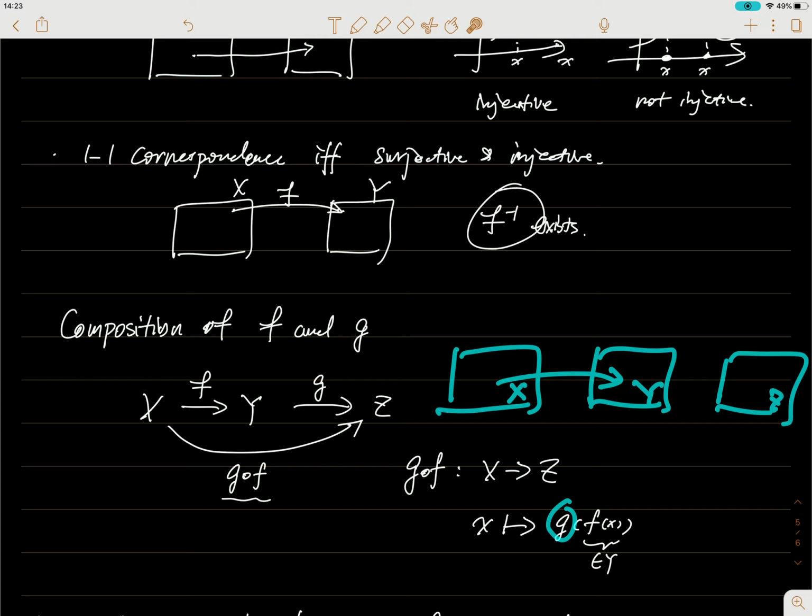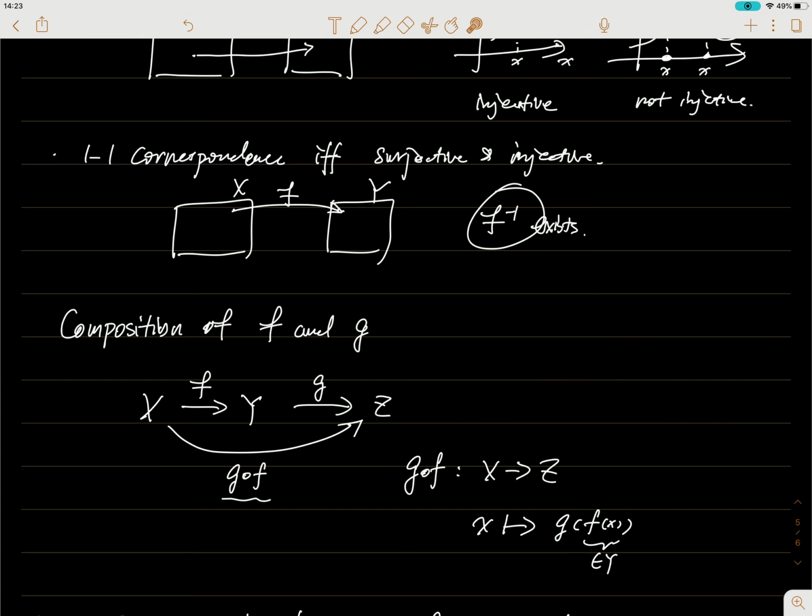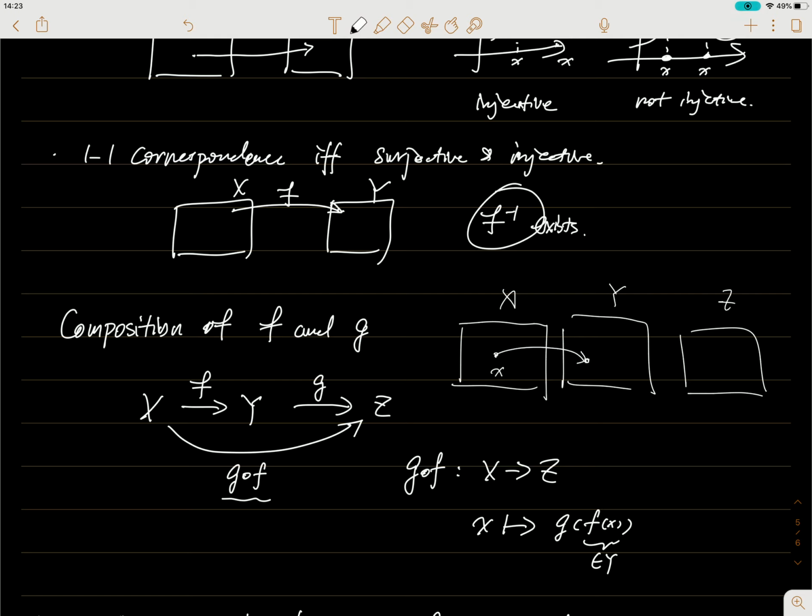So this is the x, this is the y, and this is z. You have x, y, z. So you have x, and that will be mapped to some point f of x here by f. And then this point will be mapped to some point here, g of f of x, by this g.